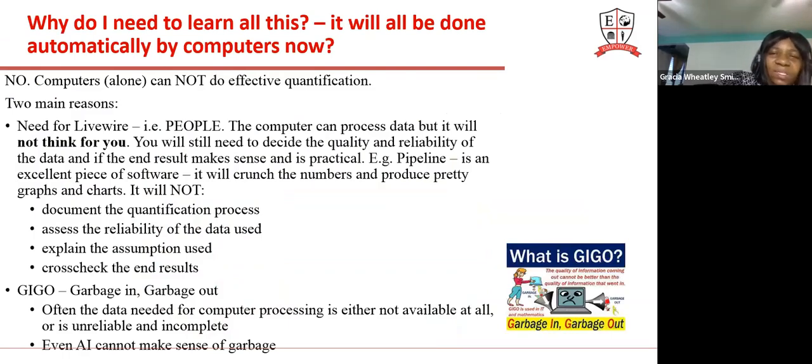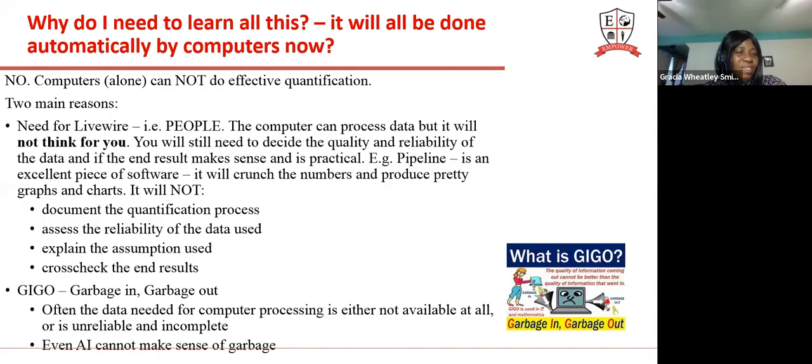So why do we need to learn all of this? Because of course we have computers now, so I don't really need to learn all of this? But no, remember: garbage in, garbage out. Computers cannot do effective quantification if they do not have the data to manipulate.